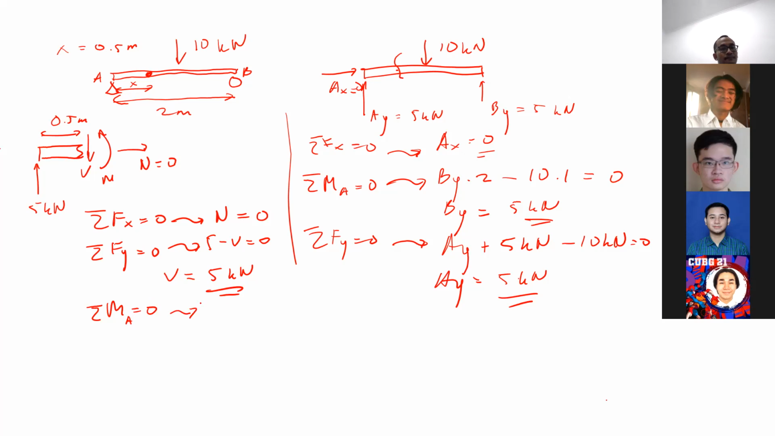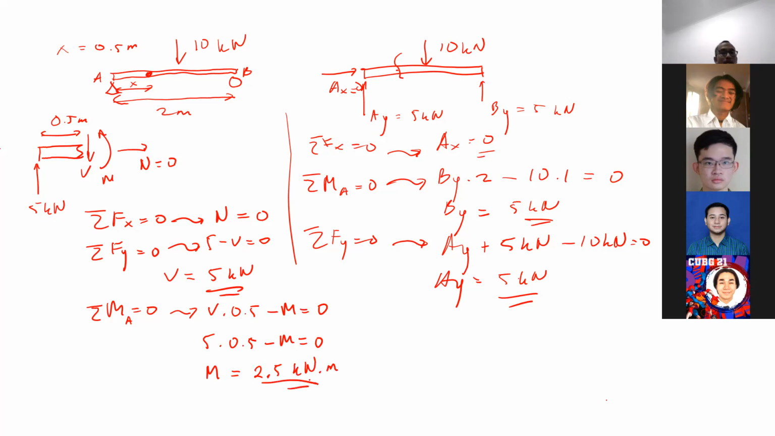And then what we have here, V times 0.5, correct? V times 0.5 meters minus M equal to 0. Yep. And in this case, we know the value of V. V is 5 kilonewton. So 5 multiplied by 0.5 minus M equal to 0. So our moment will be 2.5. What is the unit here, Mario? Kilonewton meter.